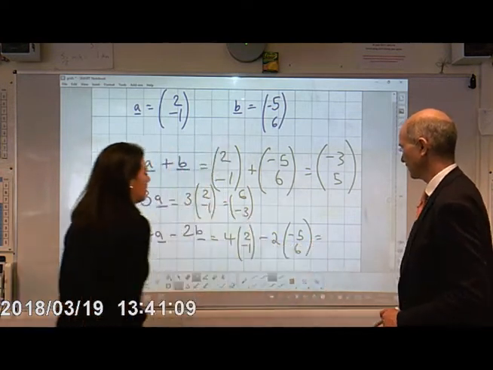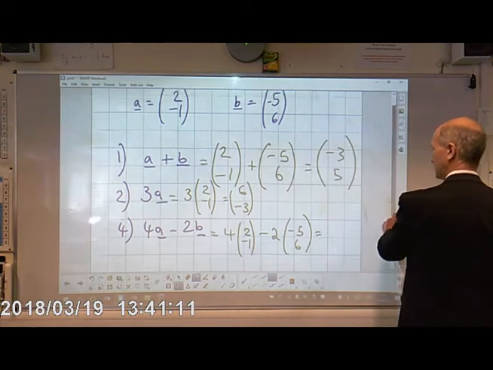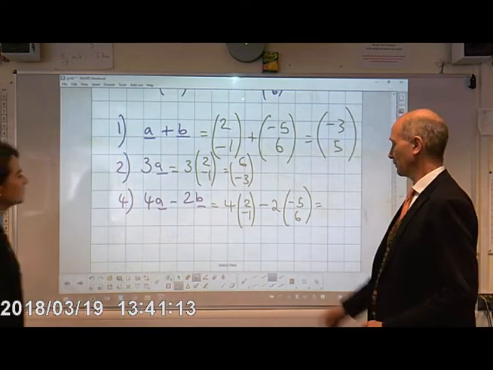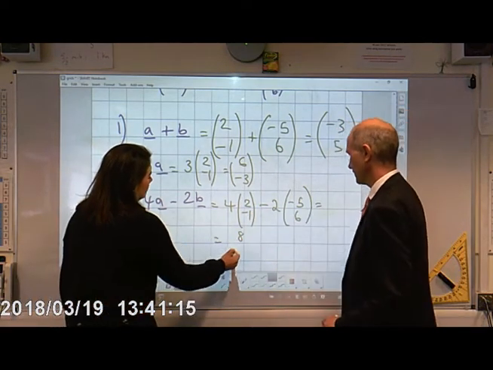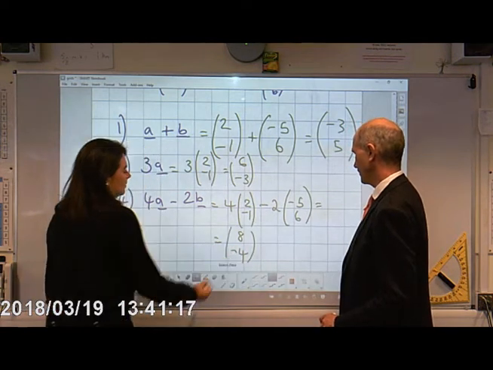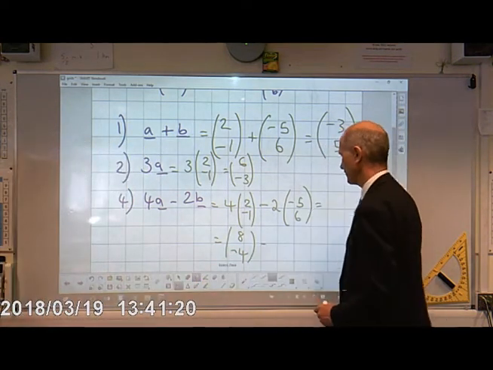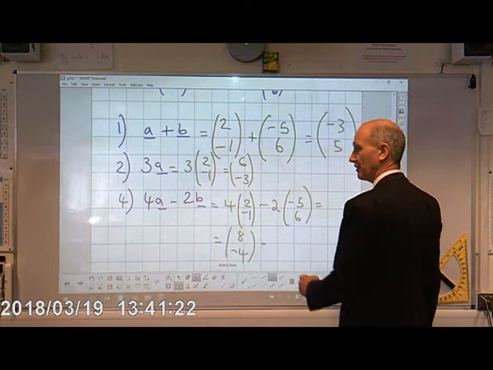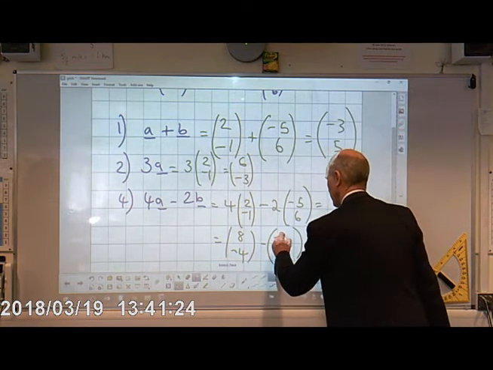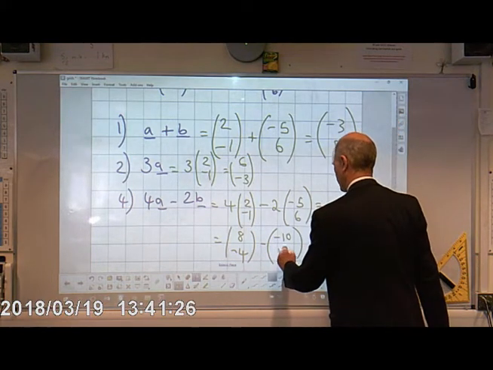And if you just step back, Mr. Casey, that's what scrolls we do down. Lovely stuff. Multiply first: 2 fours are 8, minus 4. Okay, and then we're going to put the minus in. And then 2 minus 5s, minus 10. And 2 6s are 12.